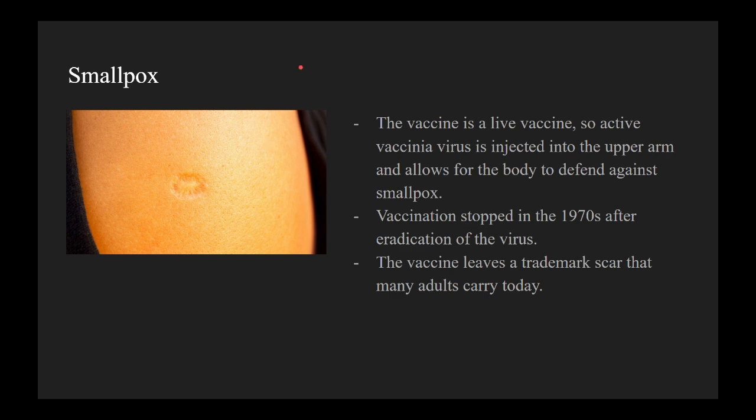So over those few days, your body is fighting off the vaccinia virus and then learns how to defend against the smallpox virus. And like I said, the vaccination stopped in the 1970s after the eradication of the virus. And of course, this trademark scar, you might have seen it maybe on your parents' arms or just adults in general who were growing up in the 70s, and that is the trademark sign of the smallpox vaccine. And that's it.